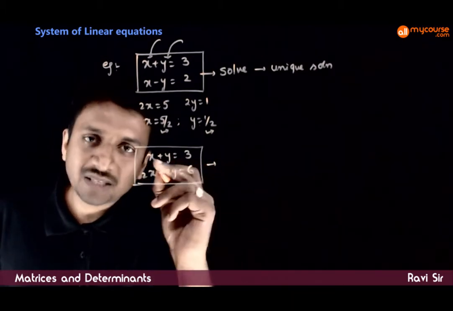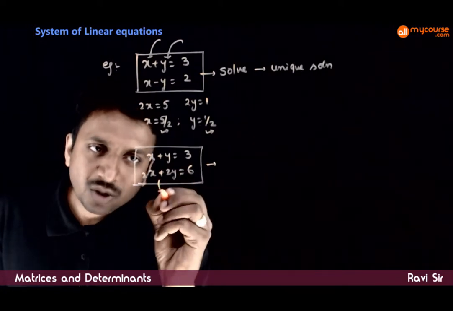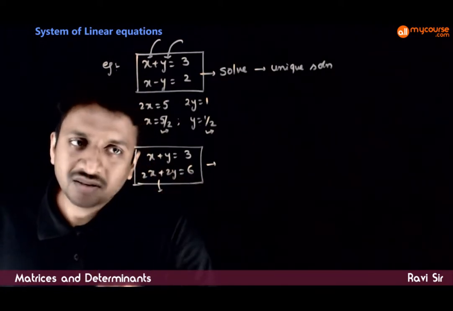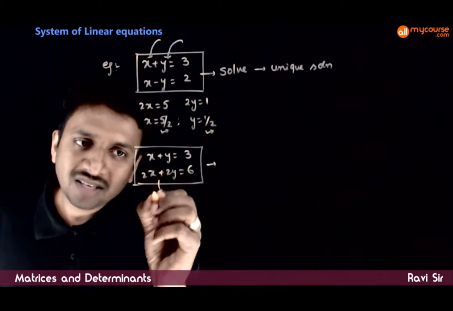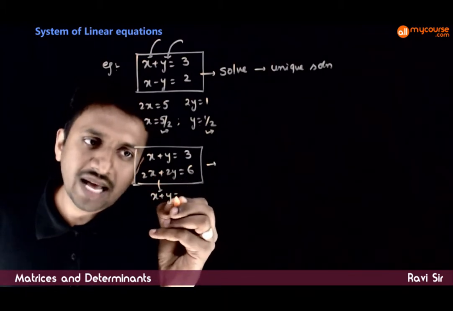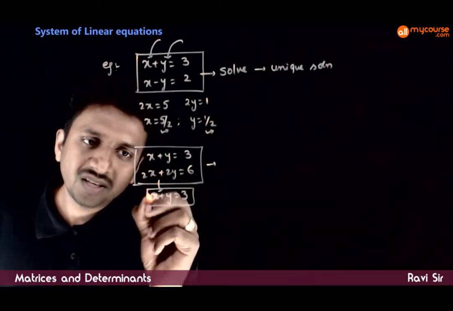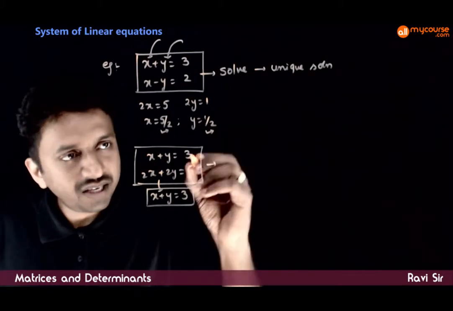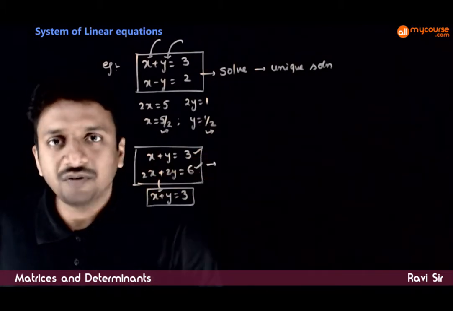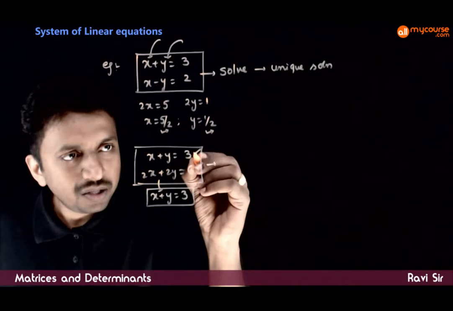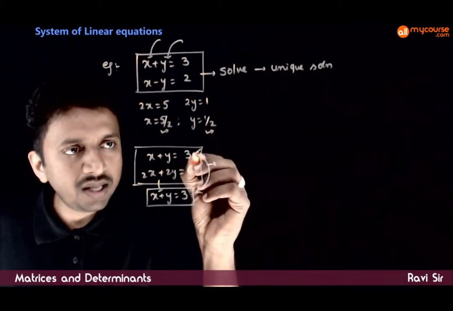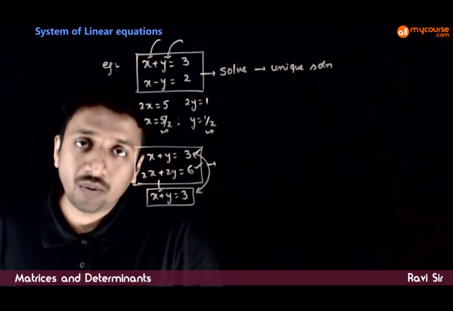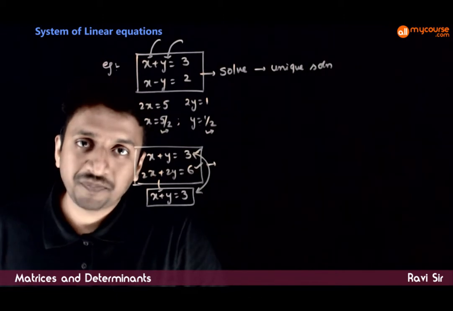As you can see, x plus y is equal to 3, and 2x plus 2y is equal to 6. If you take 2 as common, this equation will also turn out as x plus y is equal to 3. So effectively, this looks like a system of equations, but you have only one equation in x and y.